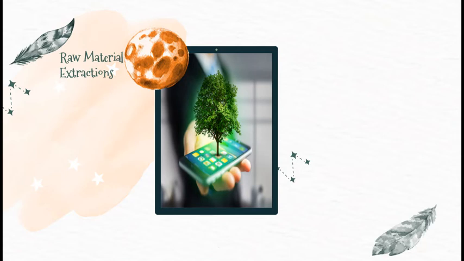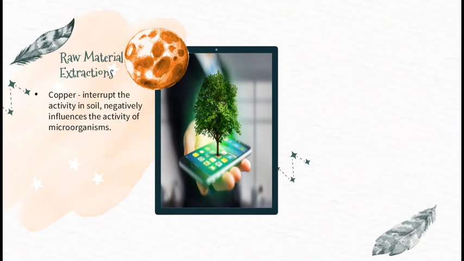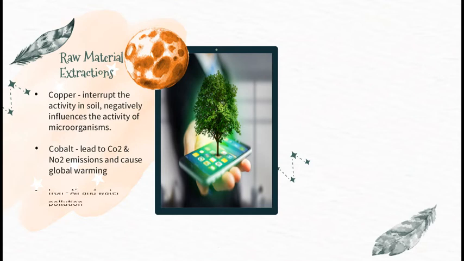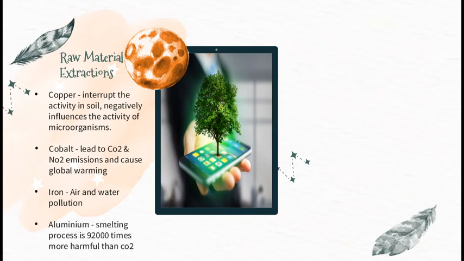Some of the harmful effects to the environment are as follows. Extraction of copper will interrupt the activity in soil and negatively influence the activity of microorganisms. Cobalt in smartphones leads to carbon dioxide and nitrogen dioxide gas emissions and causes global warming. Iron will cause air and water pollution. And the aluminum smelting process is known to be 92,000 times more harmful than carbon dioxide gas.